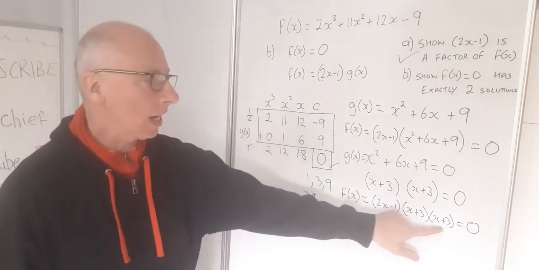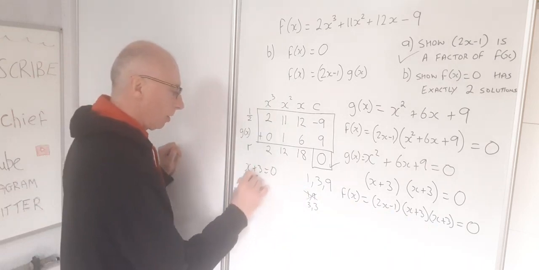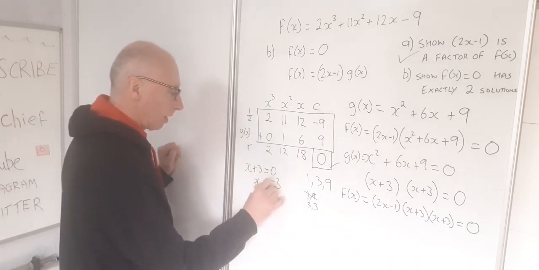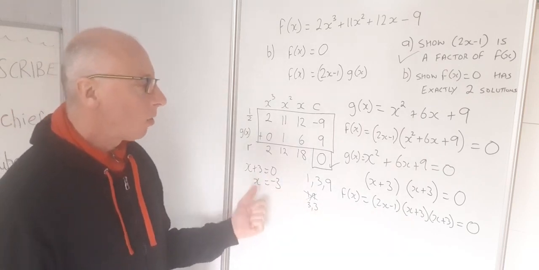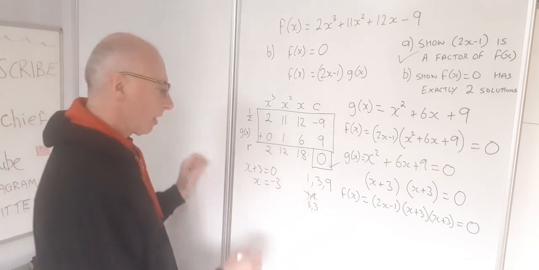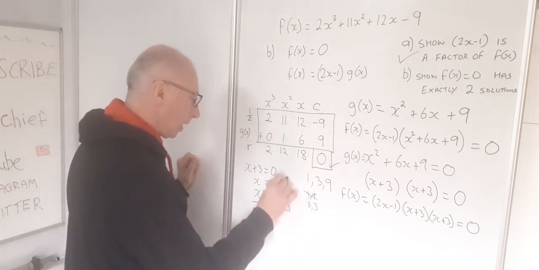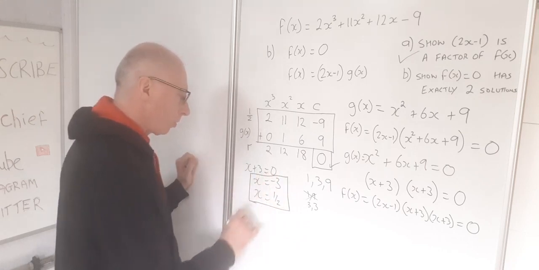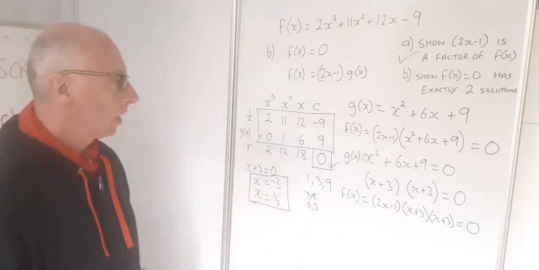So now solving for x plus 3. If I've got x plus 3 equals 0, x equals minus 3. And it will be that one as well. Now they will be my only solutions. So I've got x equals minus 3 and x equals a half. So that would be my only 2 solutions for my f of x. And that'd be a good place for us to stop.